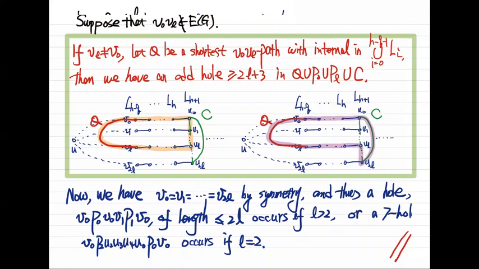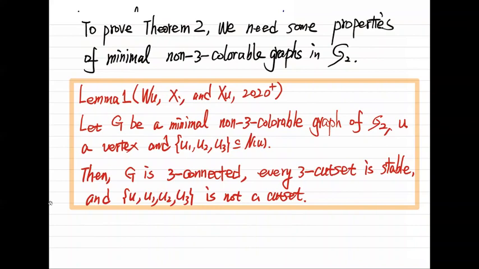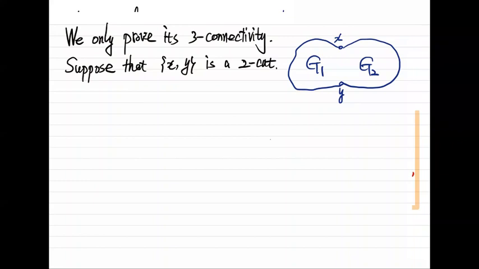To prove our theorem 2, we first show some properties of minimal non-three colorable graphs in G2. We show that if G2 does contain a minimal non-three colorable graph, then for each vertex U and its three neighbors U1, U2, U3, G is three connected, and every three cut set is stable. U and U1, U2, U3 cannot be a cut set. Here we only show the procedure to prove its three connectivity.